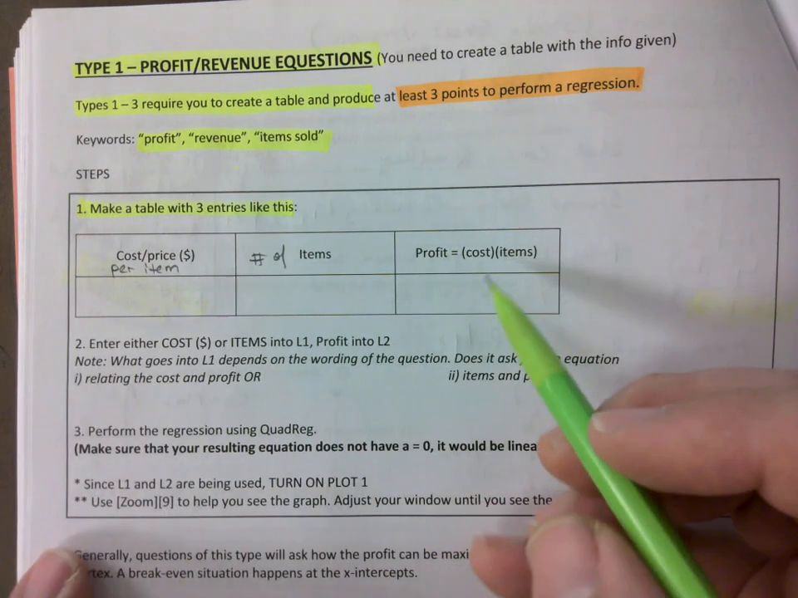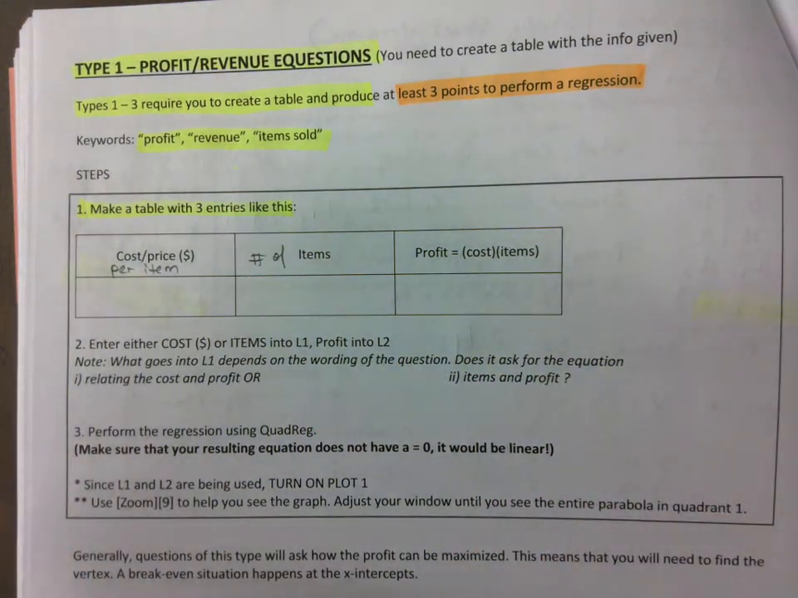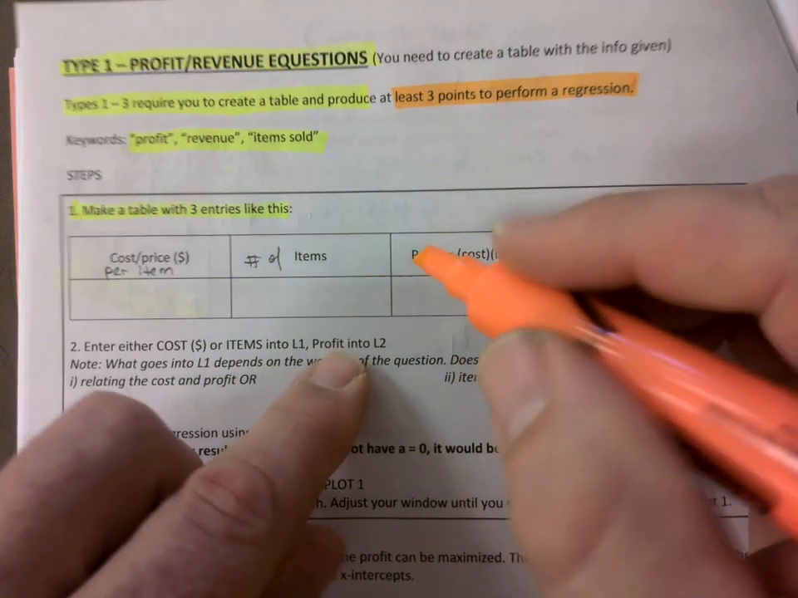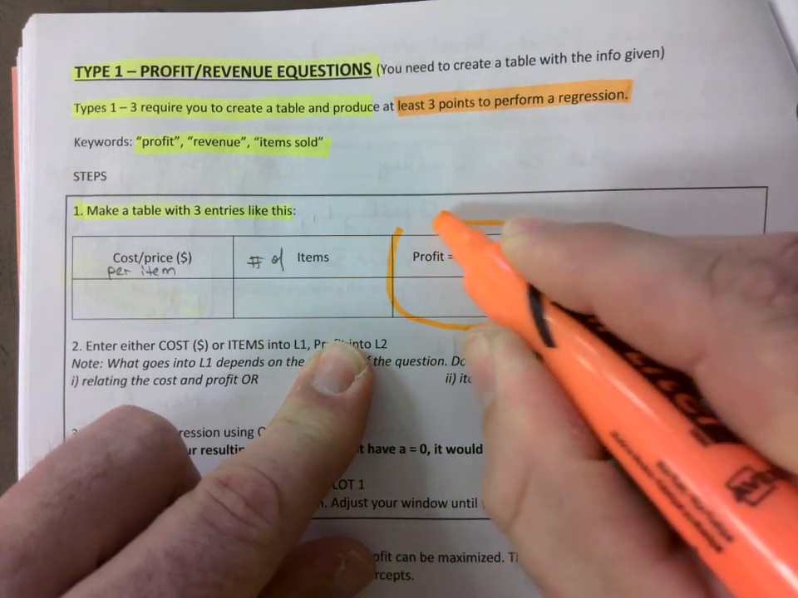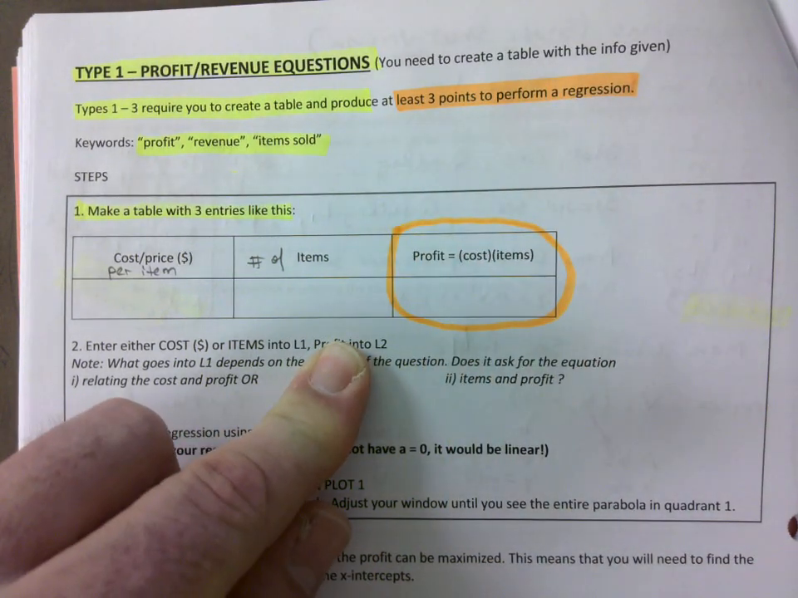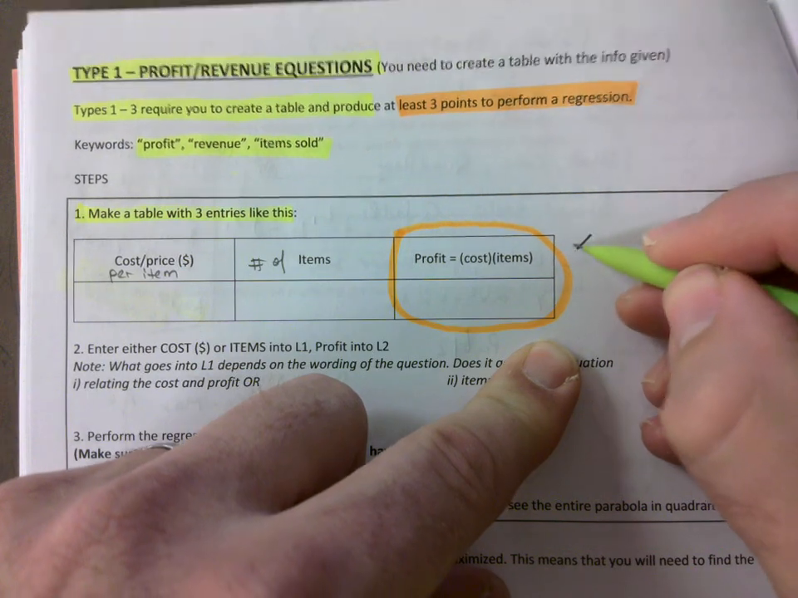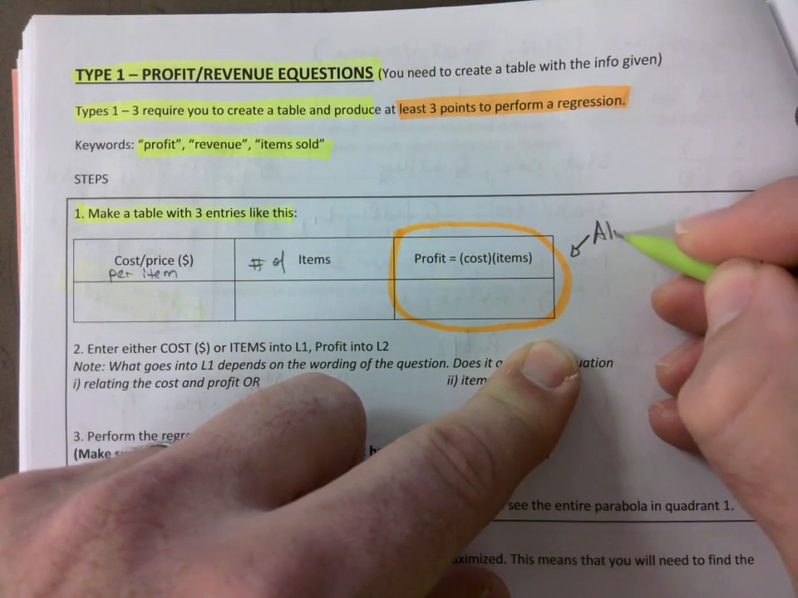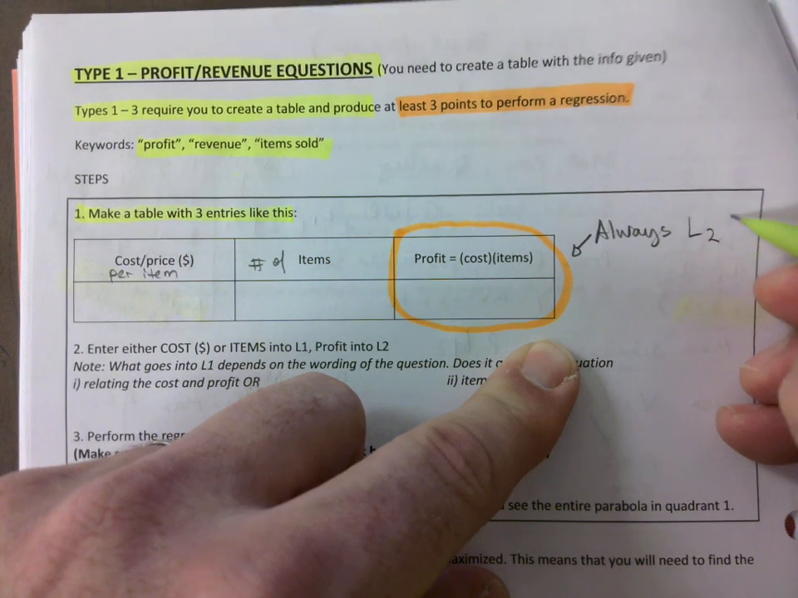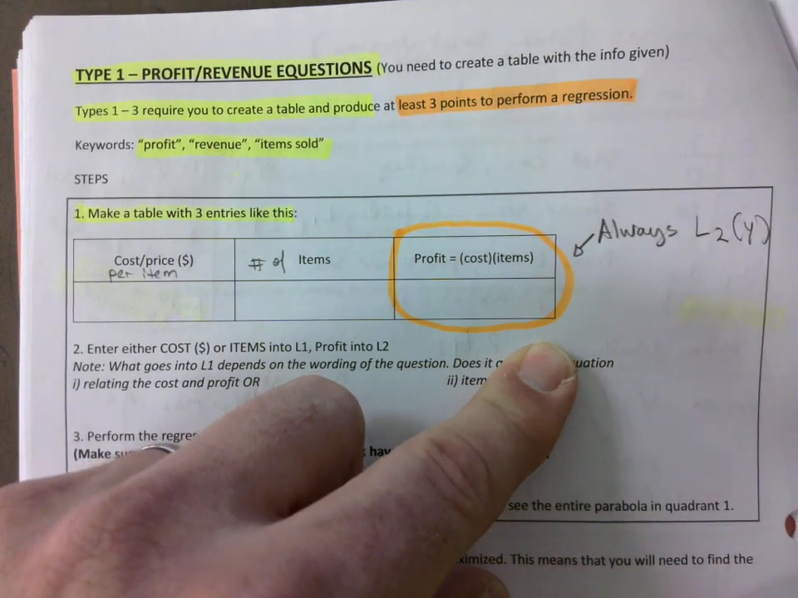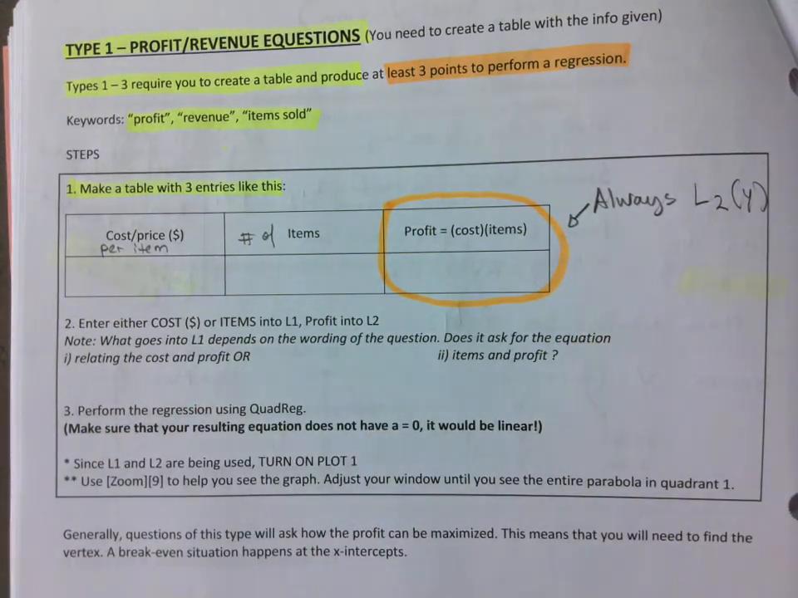So this one right here, this one at the end, I want you to use a highlighter to say that this last one always goes into L2, or our Y variable. That's very important to remember.